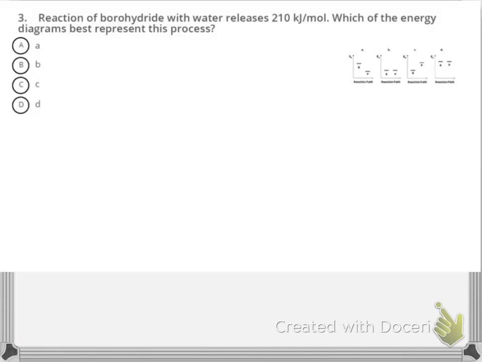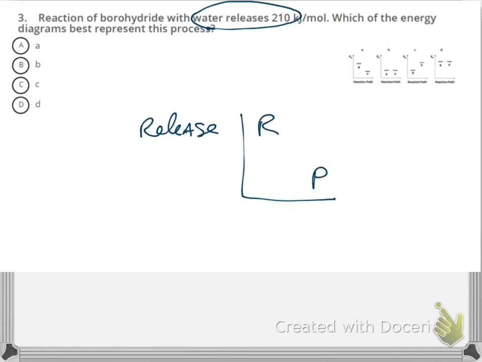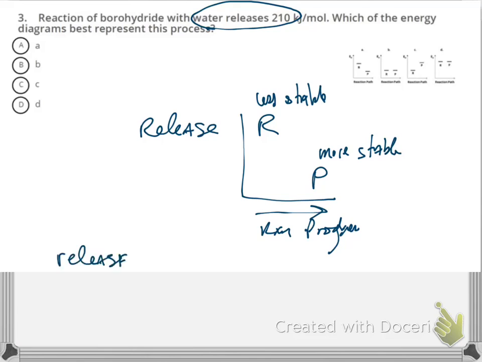Question 3 asks, which diagram best describes the release of 210 kilojoules per mole? And when we say release, that means that the reactants have higher potential energy than the products. And the process of going from reactants to products releases energy like a waterfall. If we use the gravity example, energy is released to the surroundings as R goes to P. Right, less stable reactants, more stable products.